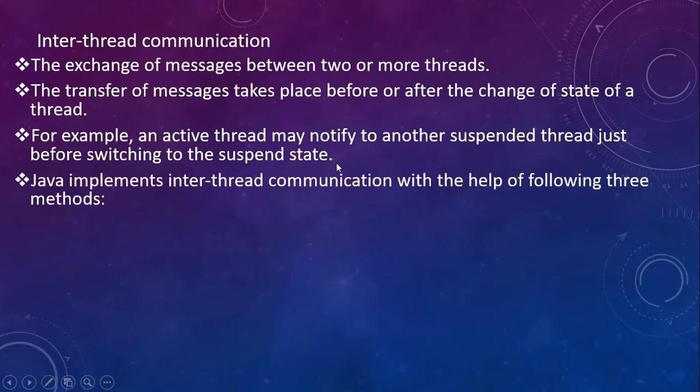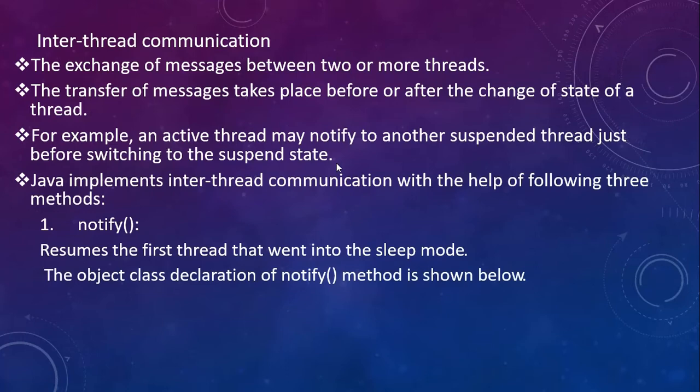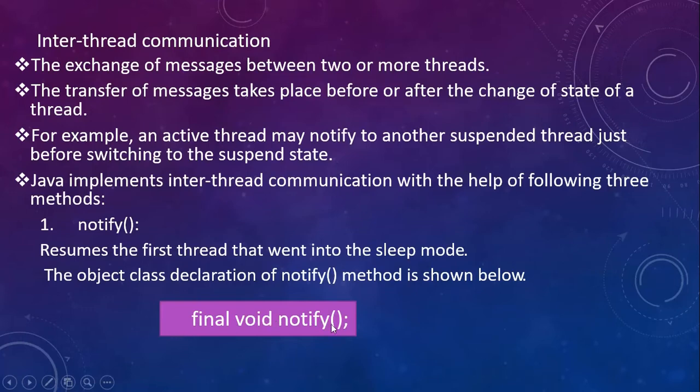Now how does Java implement inter-thread communication? It does so with the help of the following three methods. One, the notify method. What this notify method does is, it resumes the first thread that went into the sleep mode. Suppose there are many threads which are in the sleep mode. It resumes the very first thread that went into the sleep mode. The Object class declaration of this notify method is as below: final void notify.